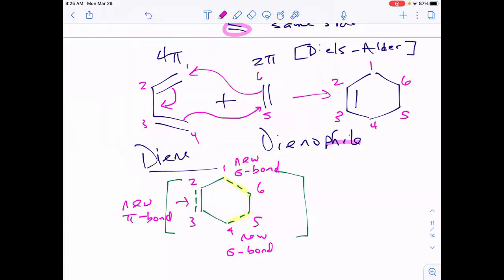Questions about the mechanism? Any questions about the arrows? Any questions about the bond formation? Anything? All right.